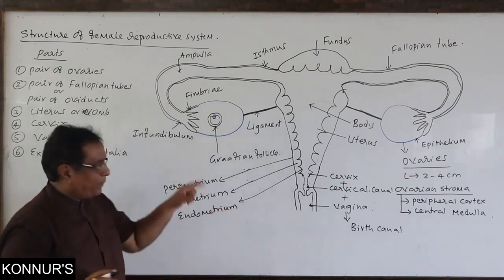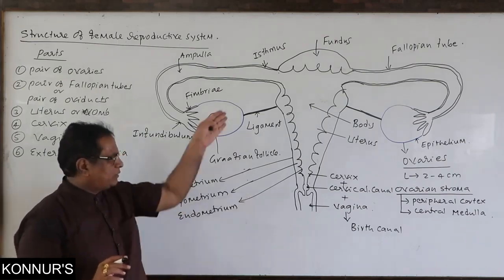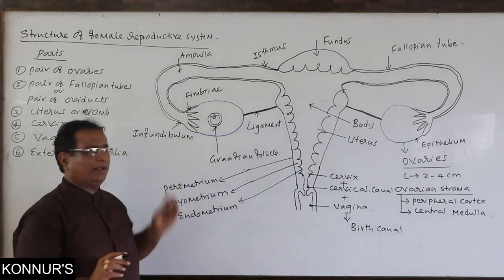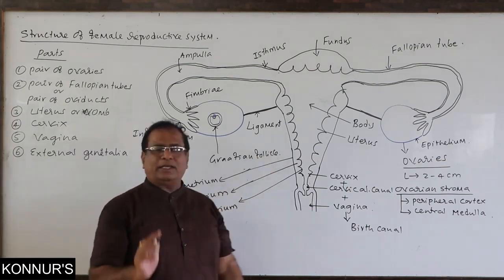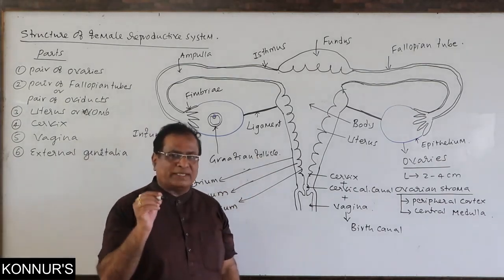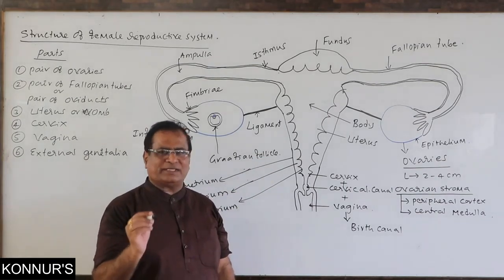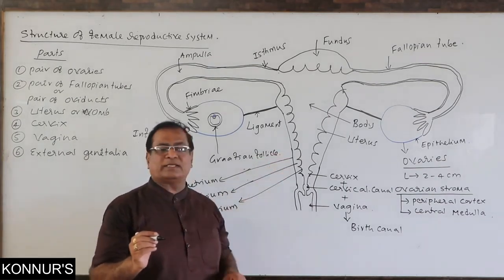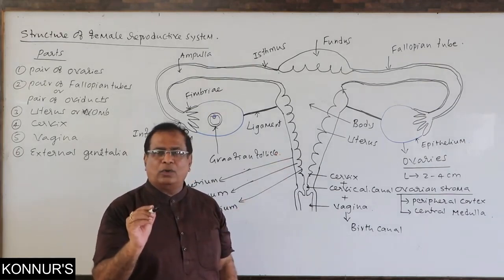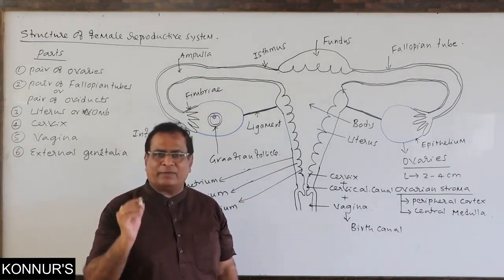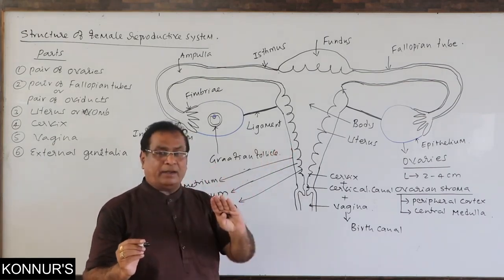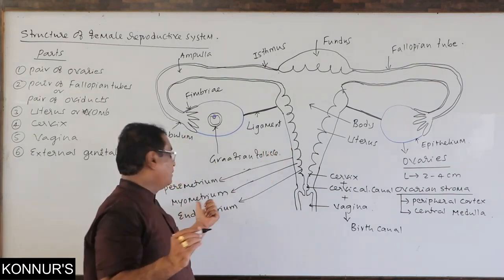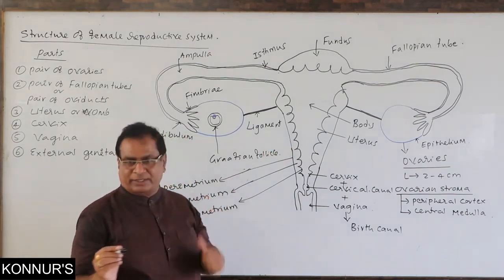The outer perimetrium is a thin epithelium, a covering of the uterus, and the myometrium, the middle layer, consists of smooth muscles, involuntary muscles, and those smooth muscles undergo rhythmic contraction and relaxation at the time of delivery. That is the main function of the muscles present in the myometrium.